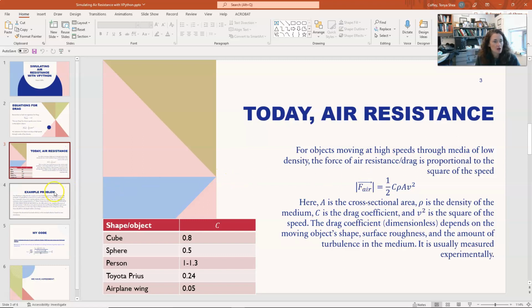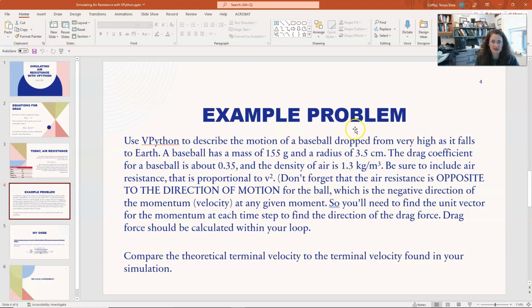Now, what I'm going to do today is simulate this air resistance equation, 1/2 C rho A V squared, using VPython. The example problem that I've made up is that we're going to use VPython to describe the motion of a baseball dropped from very high as it falls to Earth. The reason I'm dropping it from very high is because I want you to see the dependence of the velocity as it falls. It's not going to just fall as if it's not under gravity. It's going to asymptotically approach the terminal velocity, and I wanted you to see that. So you have to drop it from pretty high to see that.